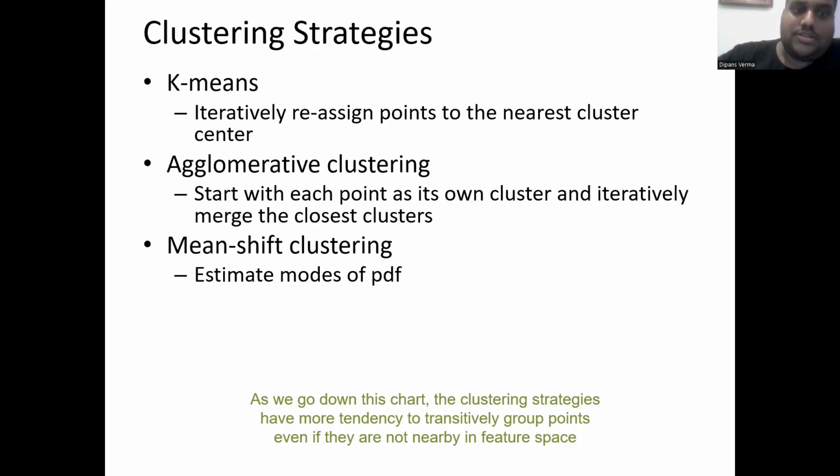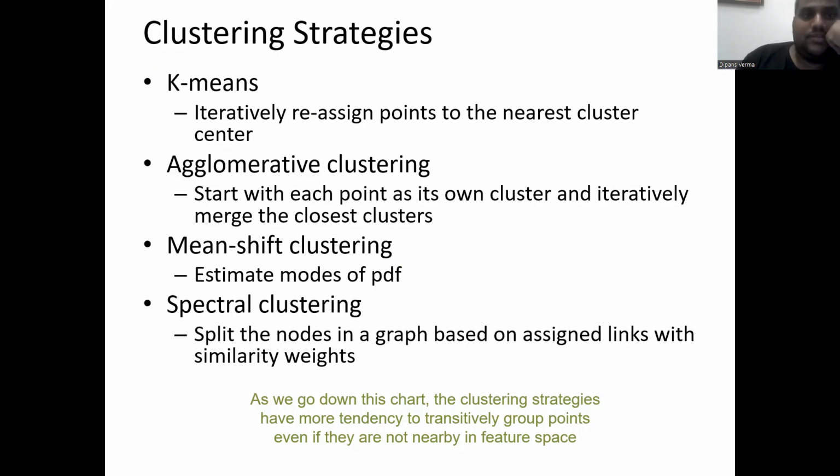Hierarchical clustering starts with each point as one cluster. They will merge the closest structure. Mean shift clustering estimates the mode of the gradient. Especially spectral clustering splits the nodes in the graph based on the assigned similar weights.